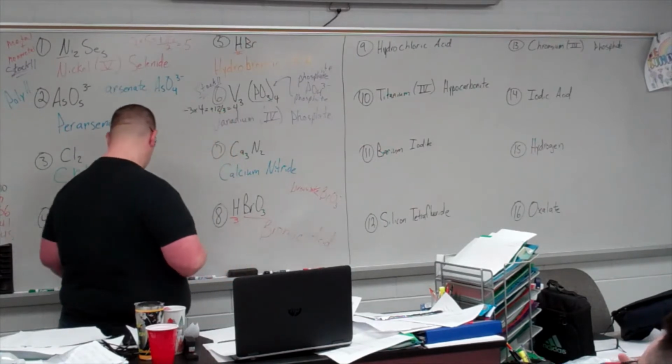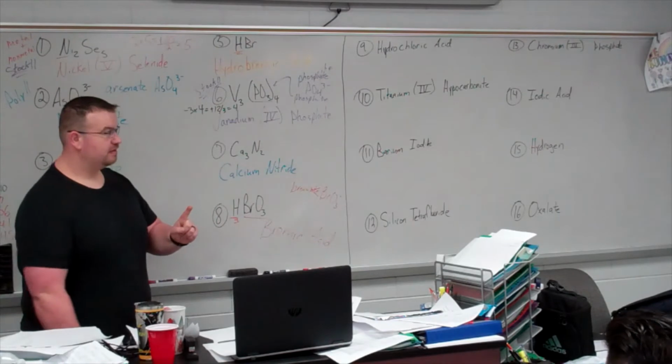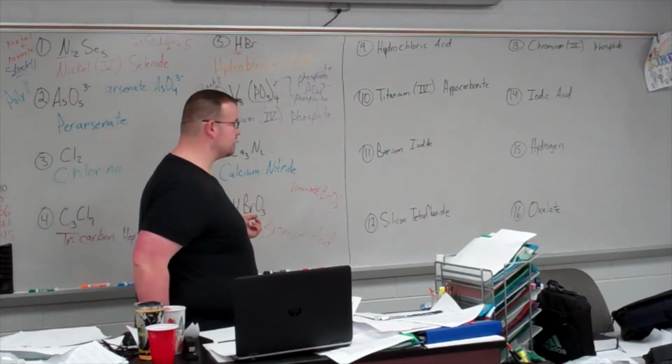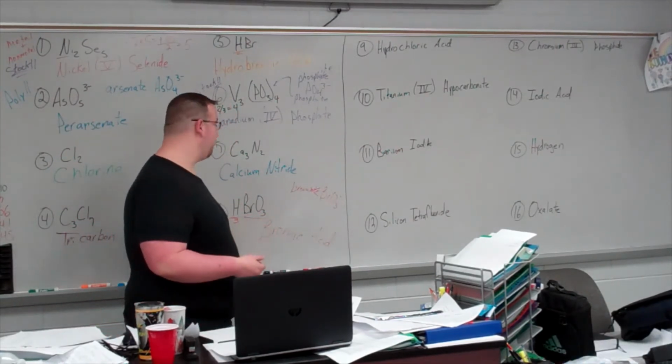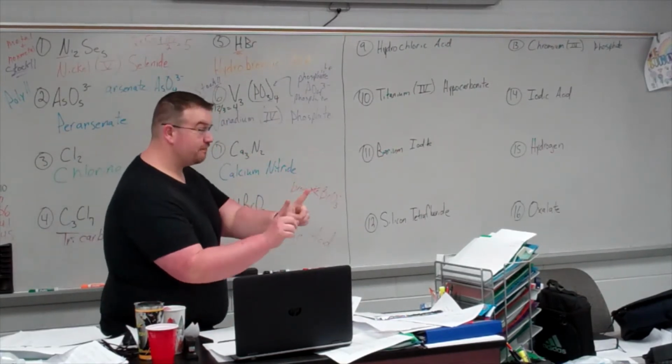Don't you add hydro as well? Nope. Hydro is just for binary. Hydrobromic acid is HBr. Bromic acid is HBrO3. There is a difference.